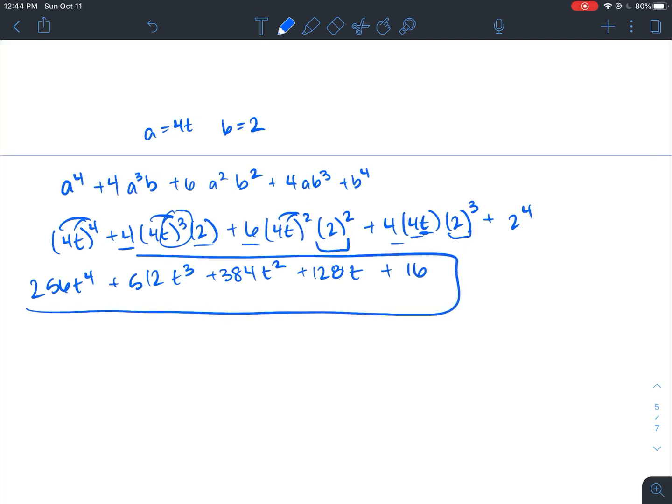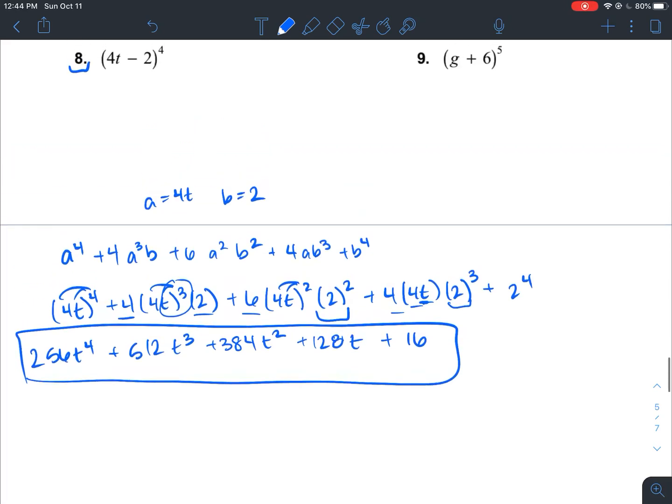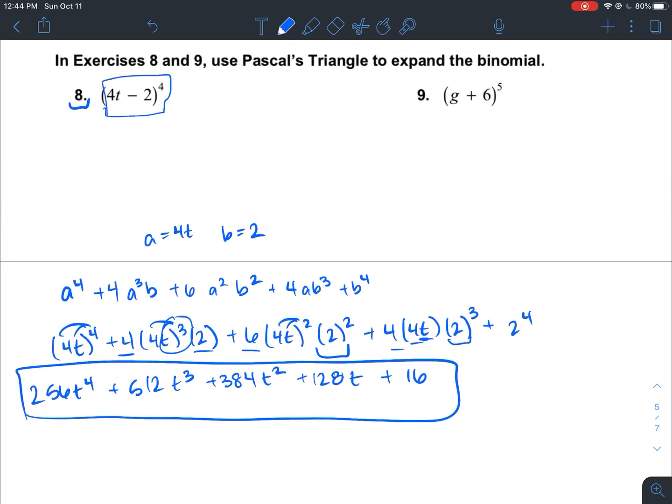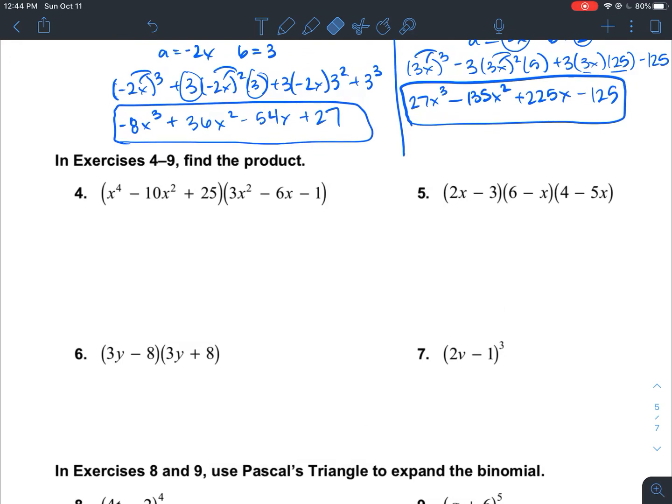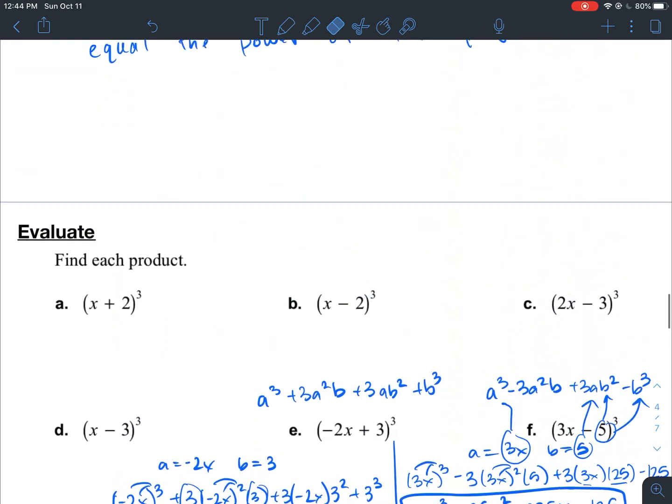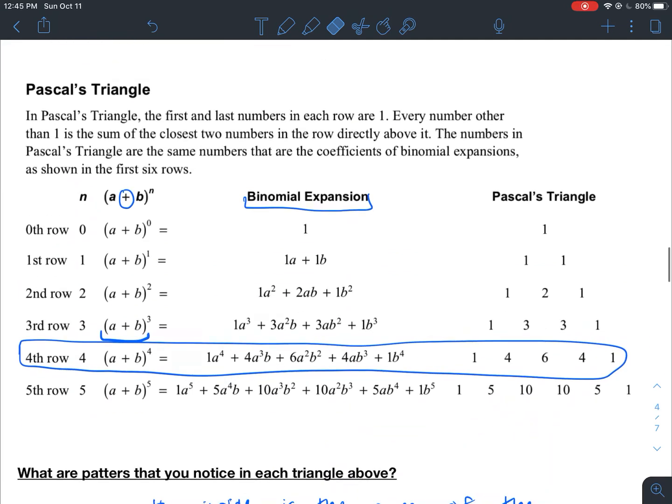So there you go. I just used the binomial expansion, Pascal's triangle, to find the product of this right here, instead of actually doing 4t minus 2 times 4t minus 2 times 4t minus 2 times 4t minus 2. That would have been a lot harder process. Alright, so today's lesson might have been long. I apologize for that. Hopefully you found it useful though, and it refreshed your memory on how to multiply. But the big takeaway is trying to use Pascal's triangle and using the patterns to avoid having to multiply the binomials at all, right?